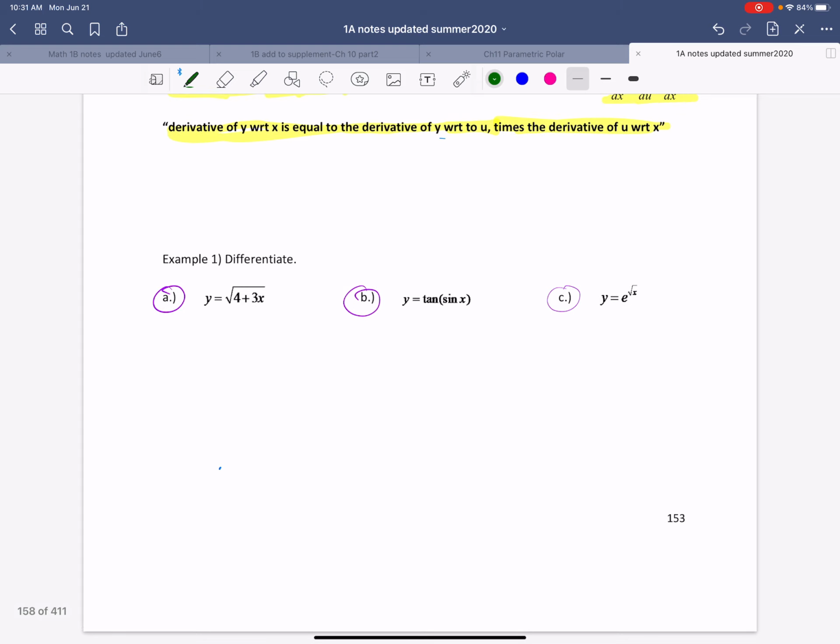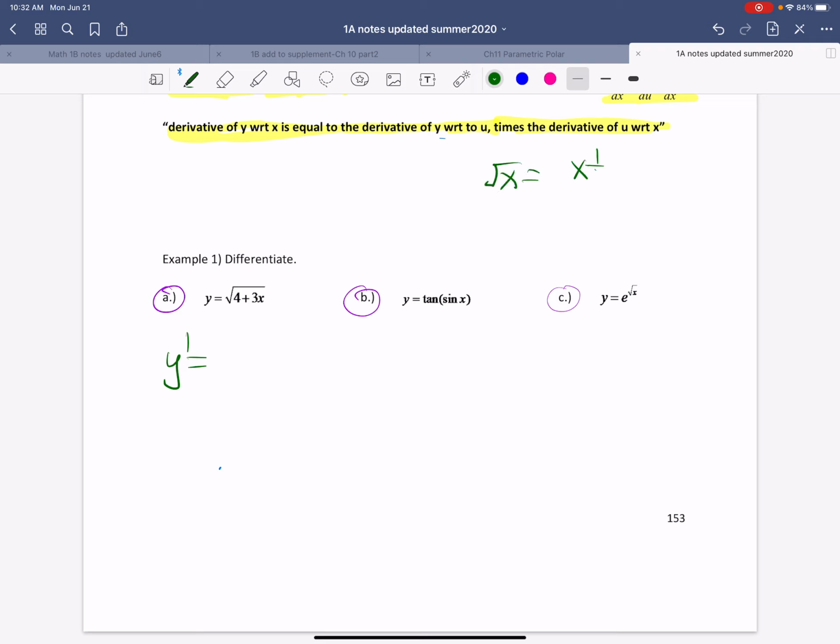Okay, we're going to evaluate some functions here where we have a composition function. So here we have a square root. It's not square root of x, it's something more than x. So this is not square root of x, it's something more than x, and the more is your inner function. So my inner function is 4 plus 3x, outer function is square root of x. What would be the derivative of outer function? What is the derivative of square root of x?